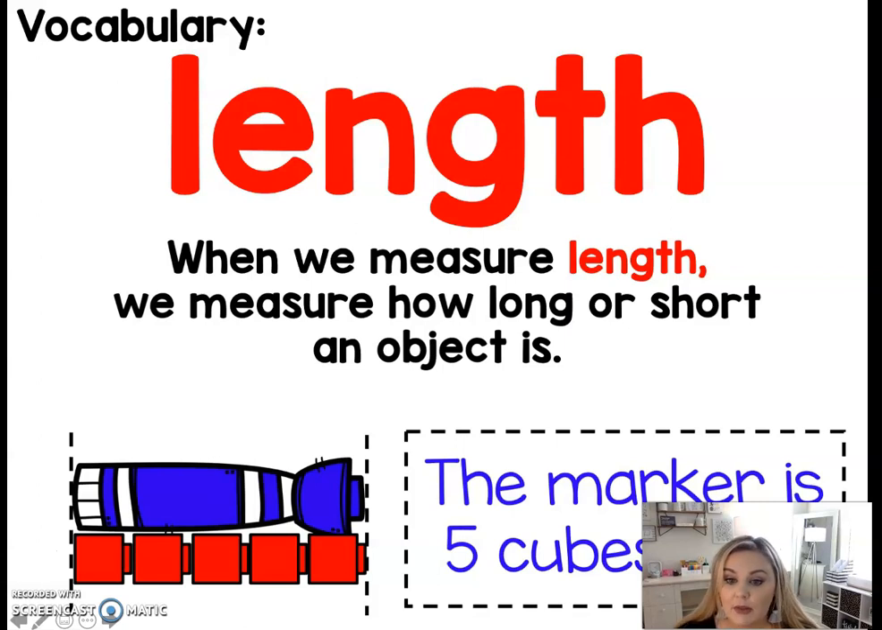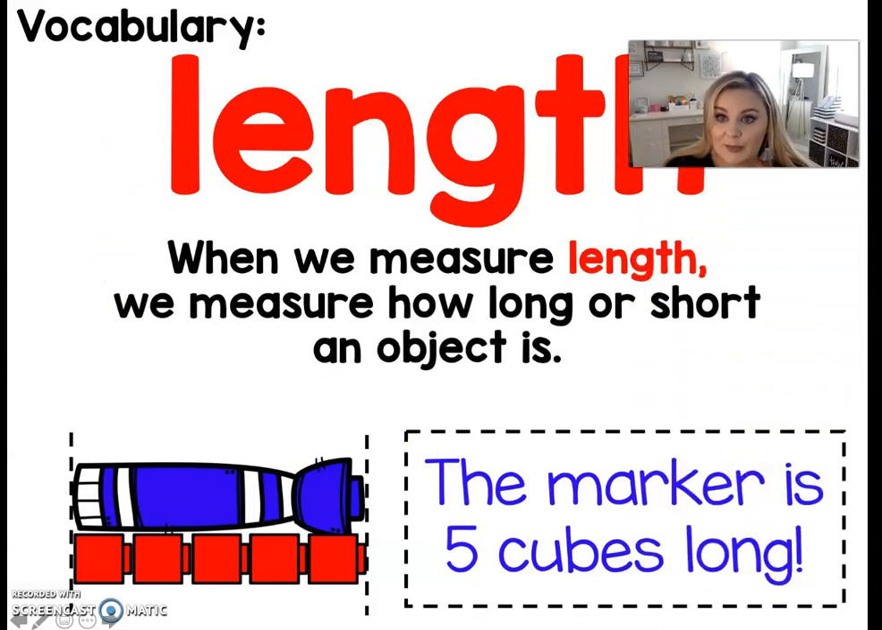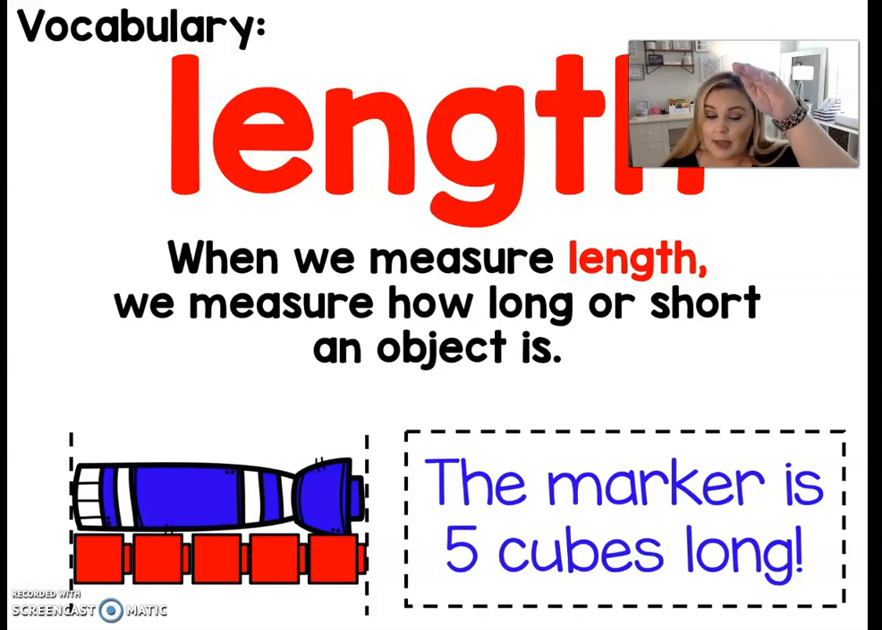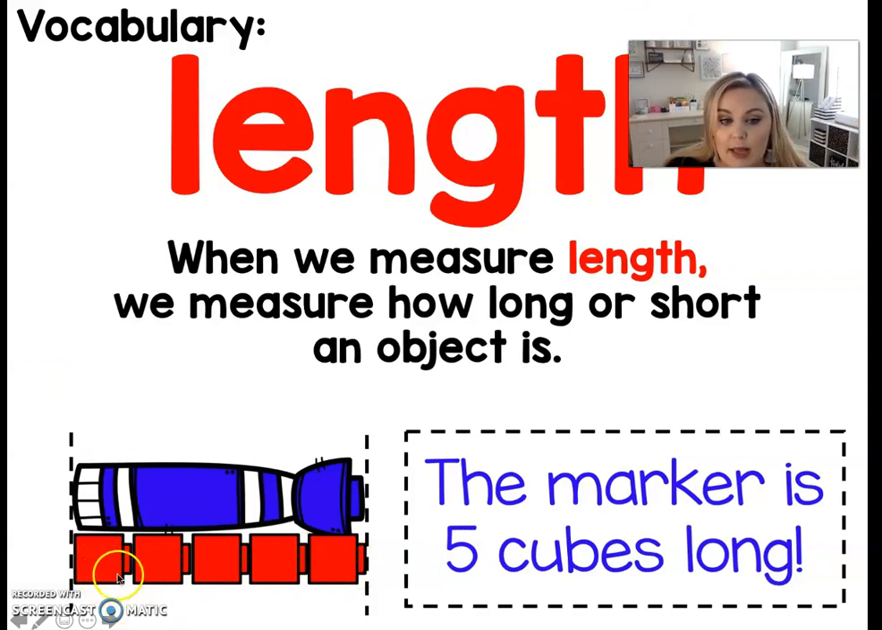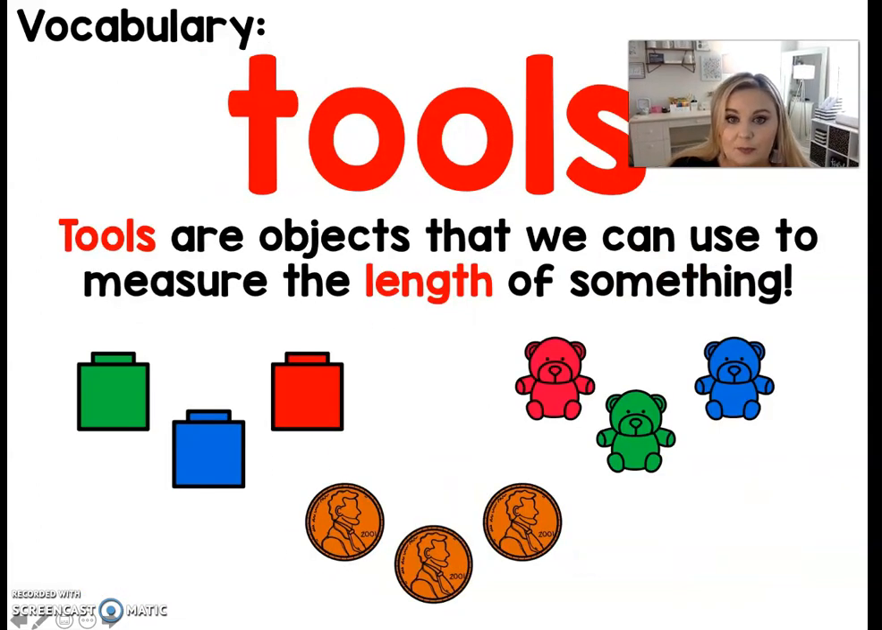So the vocabulary word that we're going to talk about first is, of course, the word length. When we measure length, we measure how long or how short an object is. So let me move myself up here now. There we go. The marker is 5 cubes long. So remember with the height, we were going up. Now with the length, we are going out this way. So you'll notice the cubes are no longer going up, but they are laying down. So 1, 2, 3, 4, 5 cubes long.